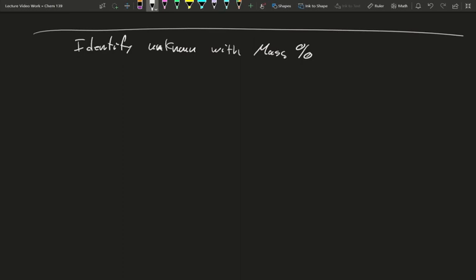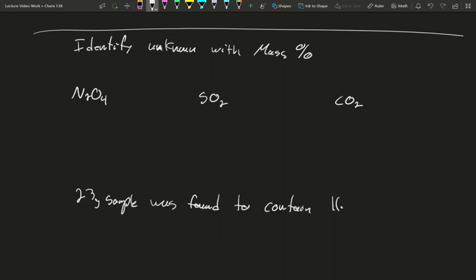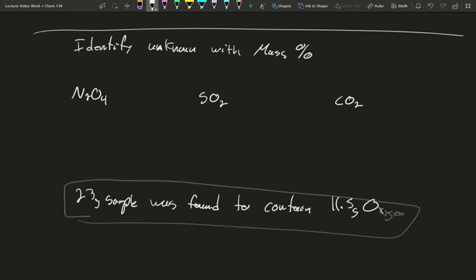In this video, we're going to identify an unknown using the mass percent. There are three possible compounds that this unknown could be. It could be N2O4, it could be SO2, and it could be CO2. What we know is that a 23-gram sample was found to contain 11.5 grams of oxygen. That's all we know. We're going to use that to determine which of these three compounds this sample was.